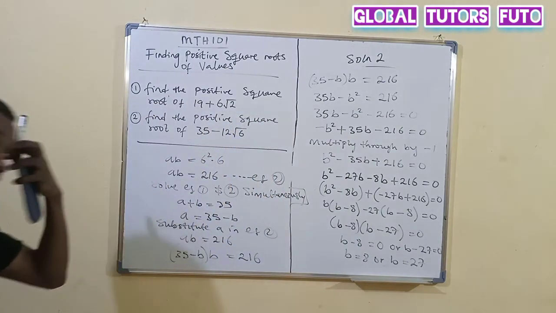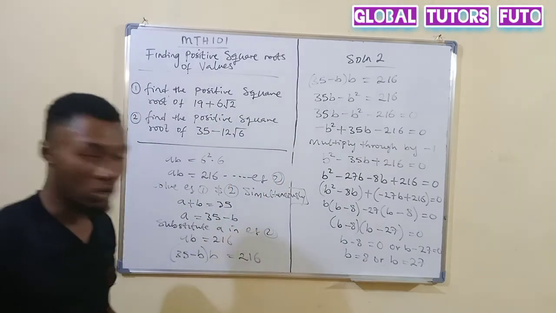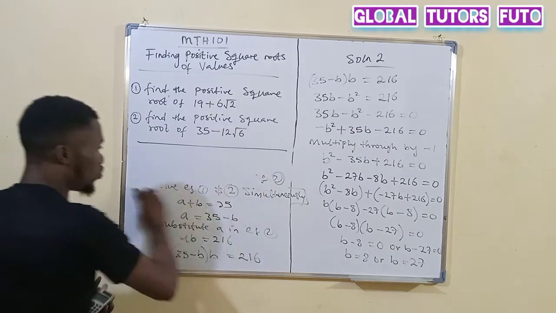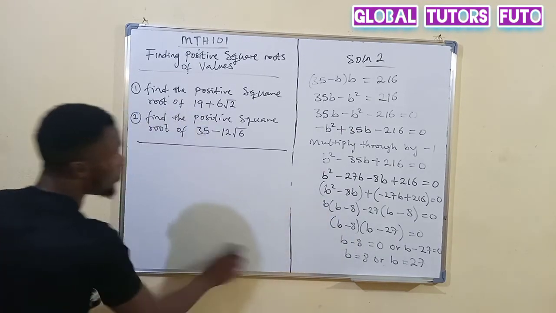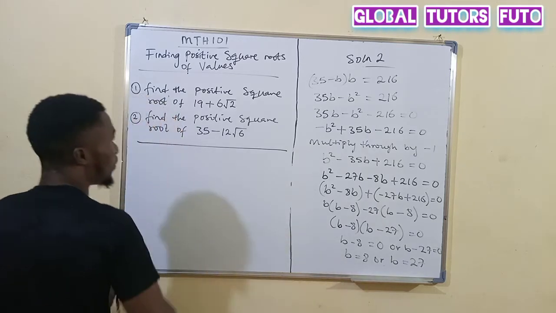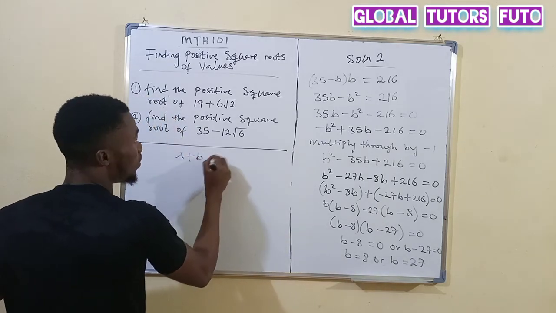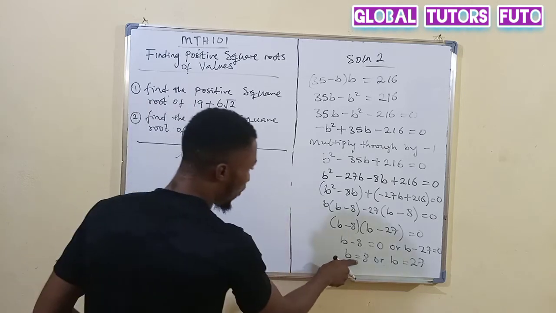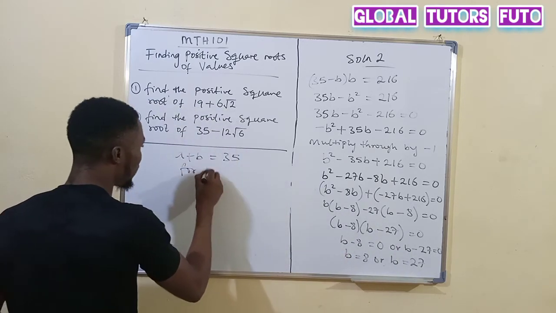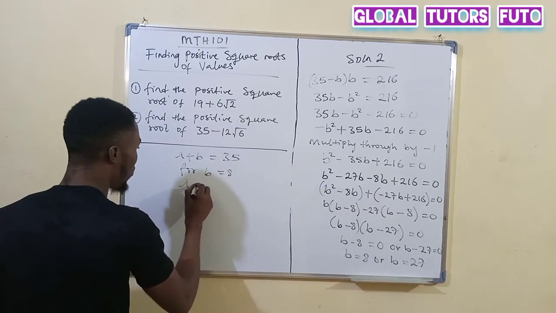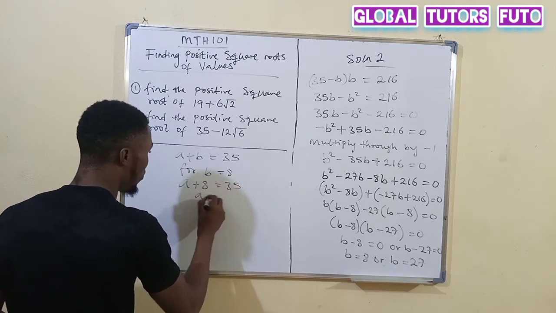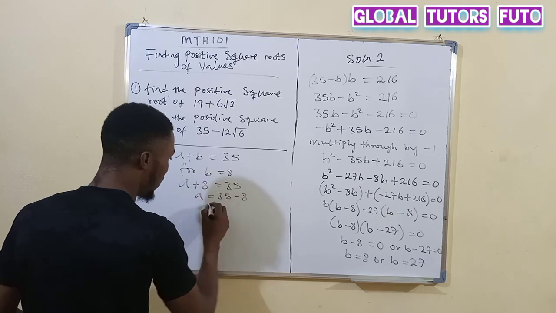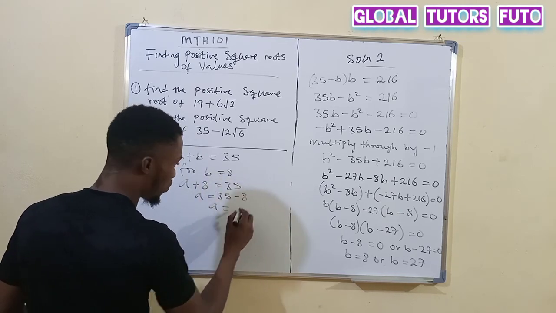So what is A when B is 8? And what is A when B is 27? That is exactly what we are going to do now. So remember the relationship we have, that A plus B is equal to 35. So for B equals to 8, A plus 8 will be equal to 35, such that A will be equal to 35 minus 8, such that A will be equal to 27.